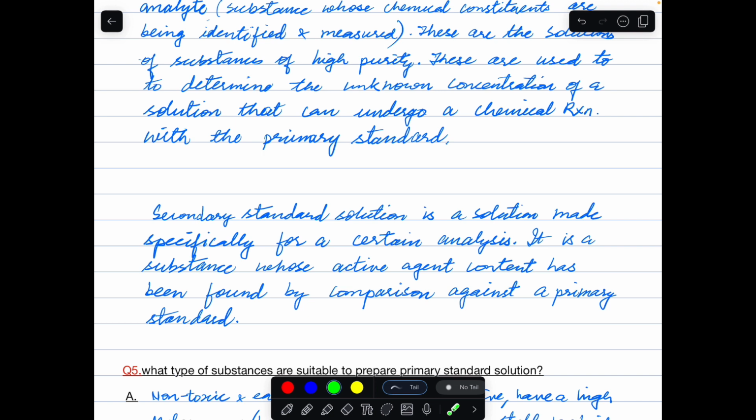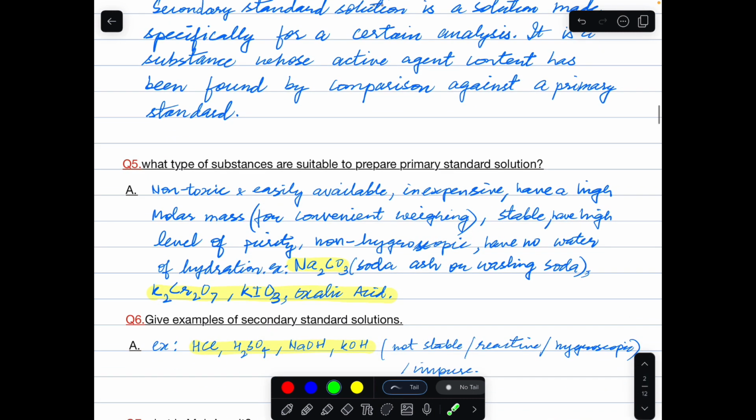Therefore first we prepare a solution of sodium hydroxide, then we standardize it with the help of some other reagent. After calculation, we will get indirectly its accurate concentration. What type of substances are suitable to prepare a primary standard solution? As we discussed, primary standard solutions are those solutions where we know the accurate amount of substance being dissolved in a given medium or solvent.